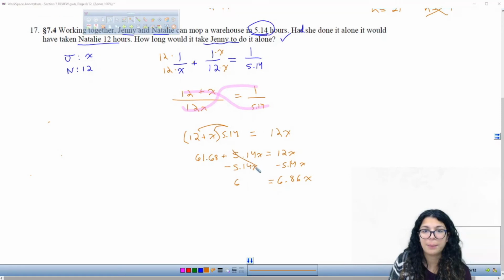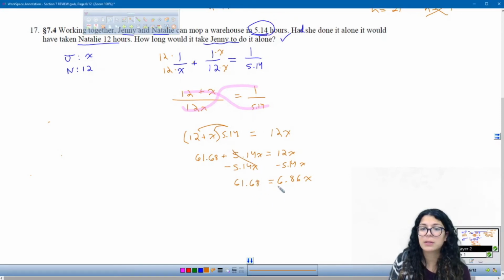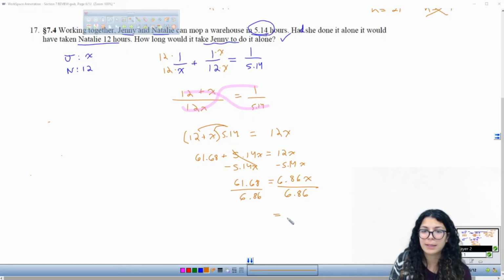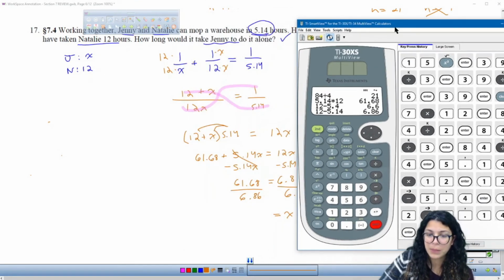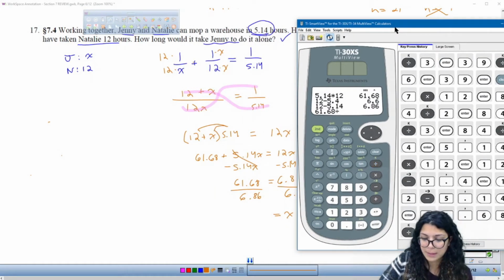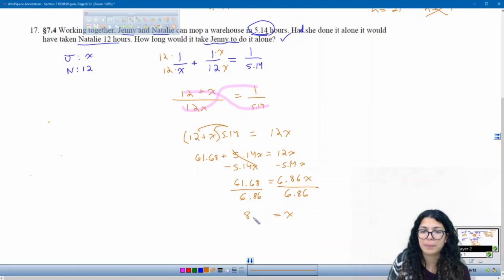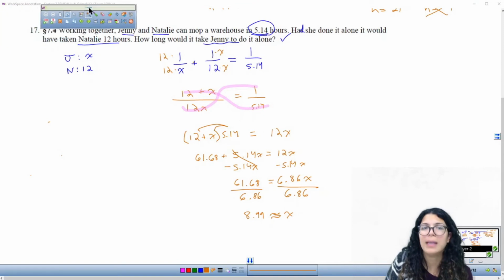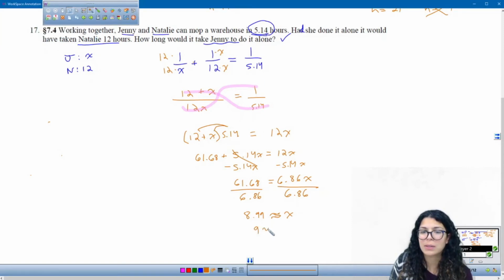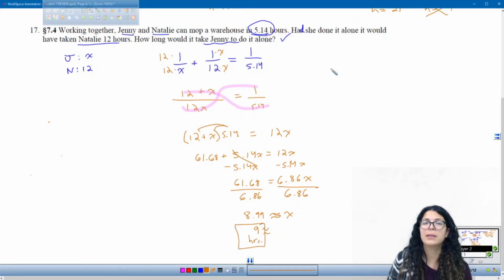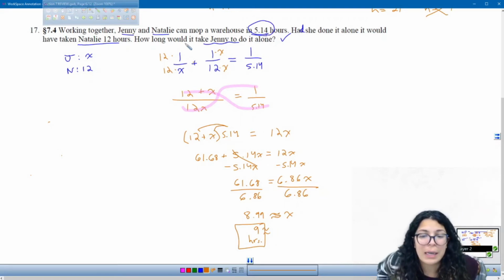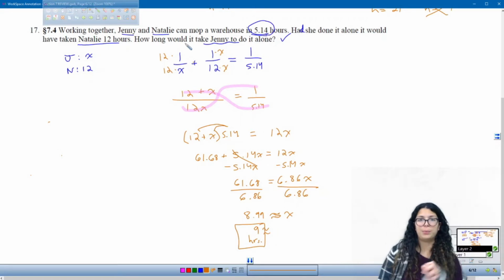On the left-hand side, I'm going to go ahead and bring down the 61.68. And then to solve for x, we're going to divide by 6.86 on both sides. Let me make sure I get these numbers right. We have 61.68 divided by 6.86. And we get about 8.99. Okay, so it's almost 9. So we could just go ahead and round that up to 9. So it's about 9 hours. So it takes Jenny about 9 hours to complete the job alone.